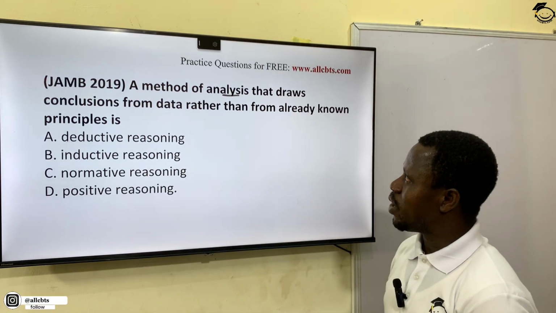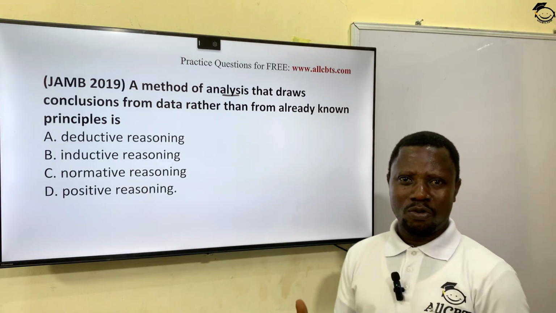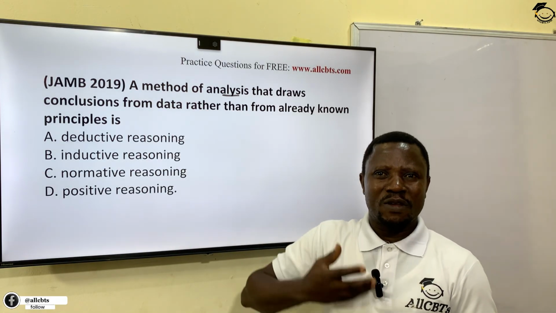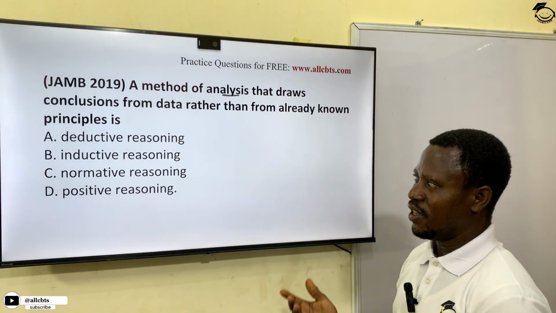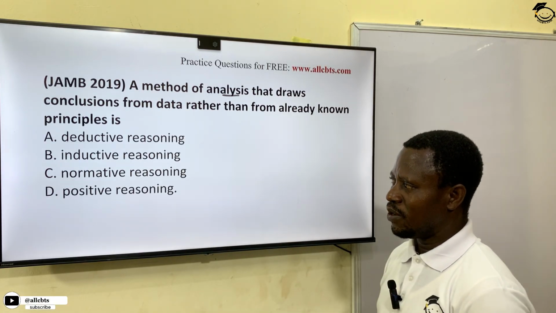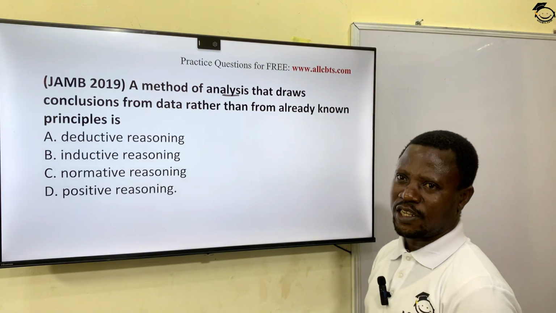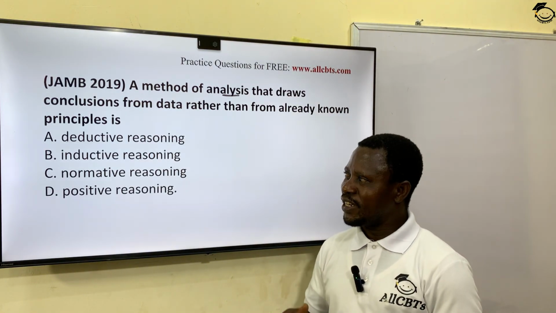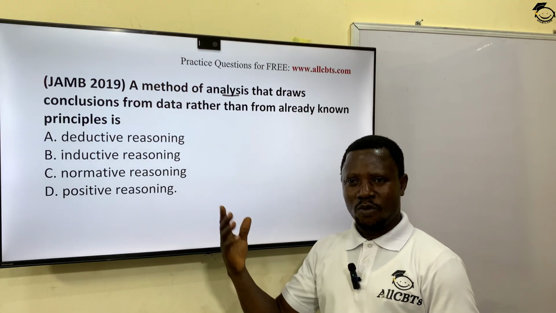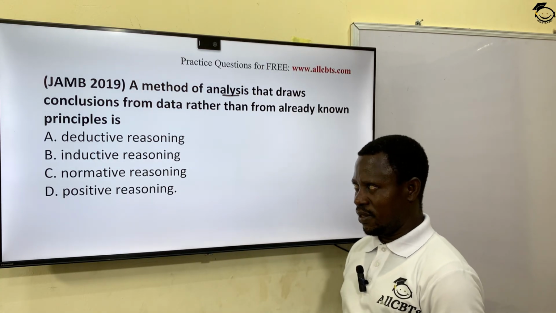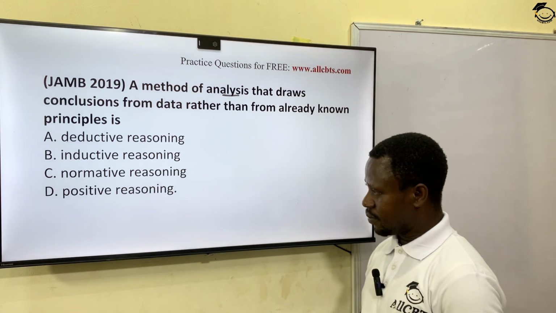But this time around, when you are drawing your conclusion, you are making your statement based on data that are given to you. What do we call it? Deductive, inductive, normative, positive reason. The answer is what? Deductive. Because you are deducting your explanation, your position, based on what you saw in the data. Okay? A is our answer.